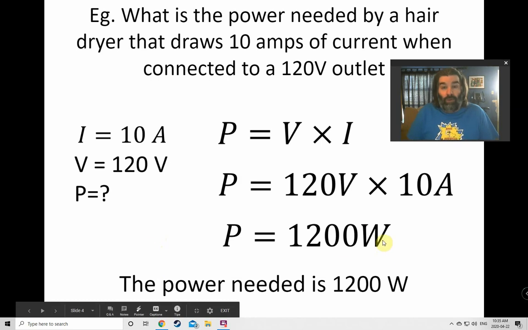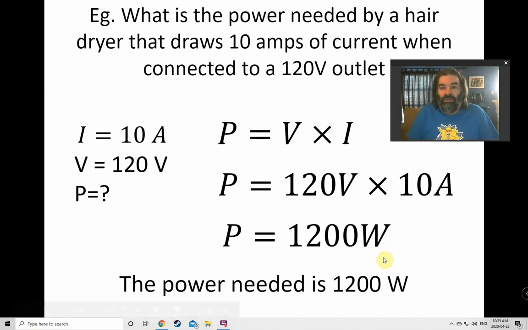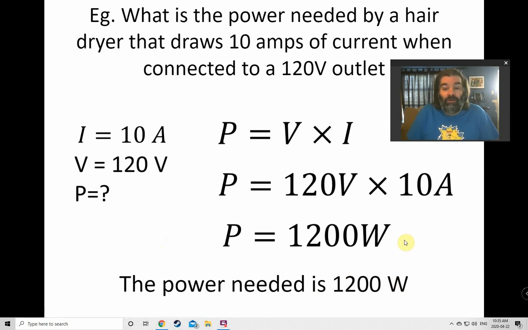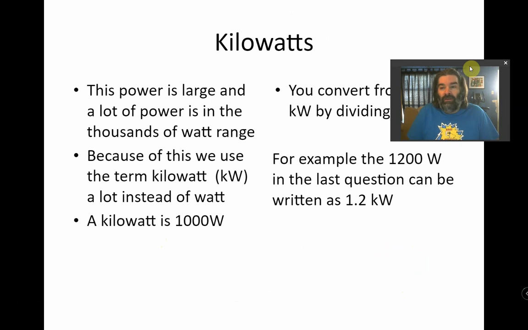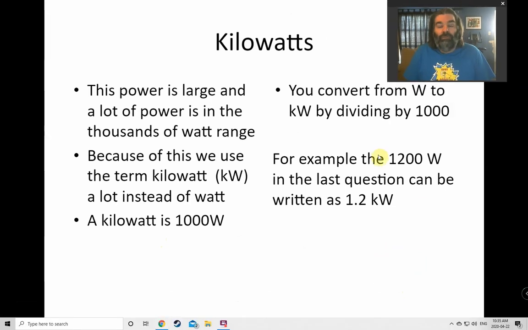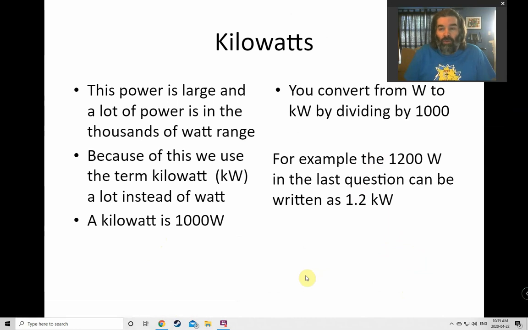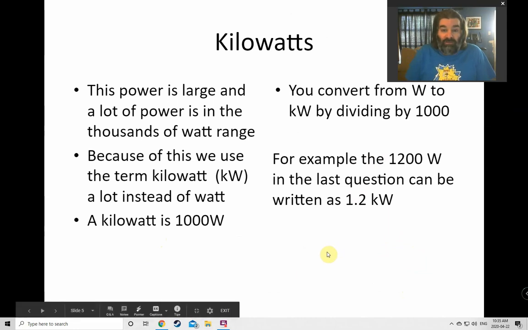So the unit for power, watts. The power for this hairdryer is 1200 watts, which actually makes it a slightly small hairdryer. Most are around 1500 to 1800 watts. But that's a big number. So we typically use something called a kilowatt to look at how much power we're using. Watt for a single device, kilowatt for a lot of devices.